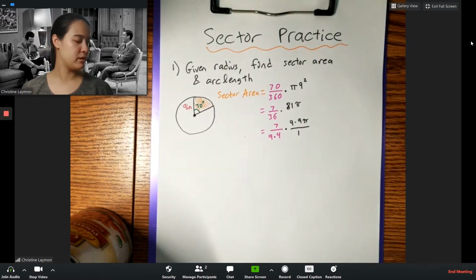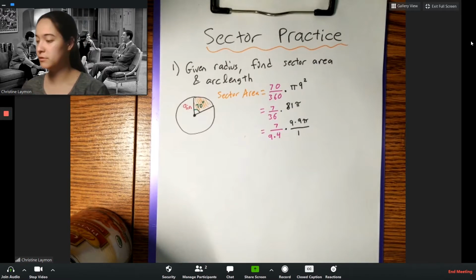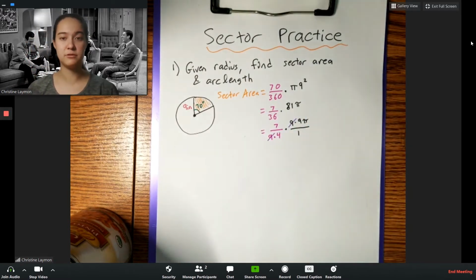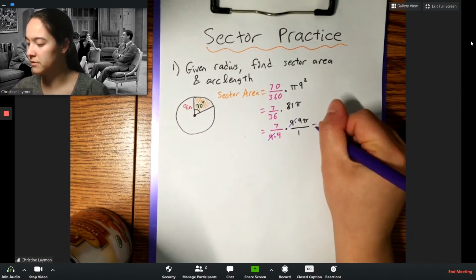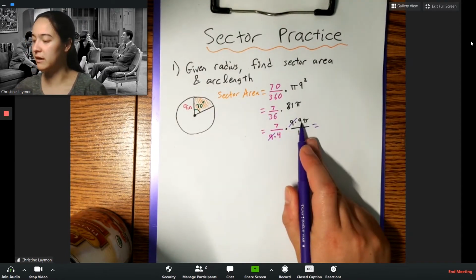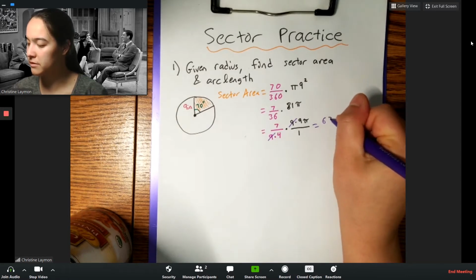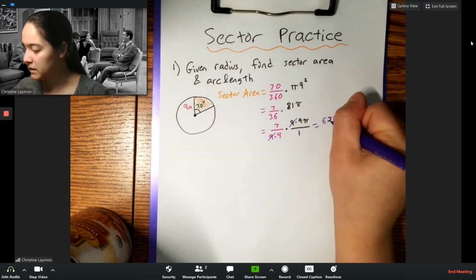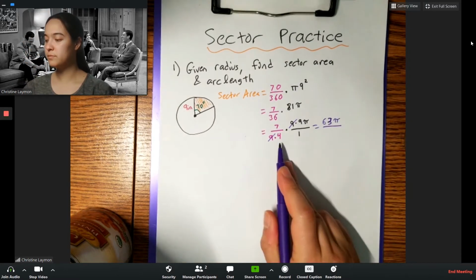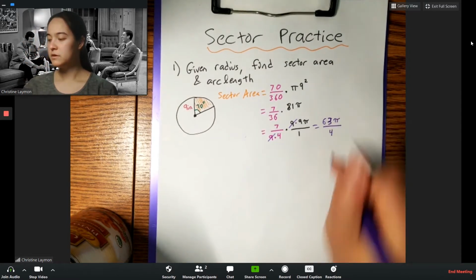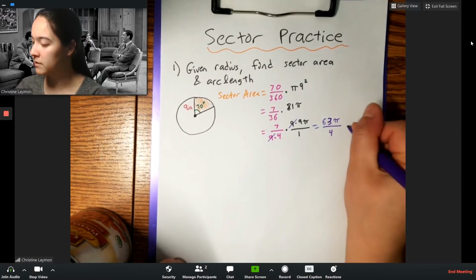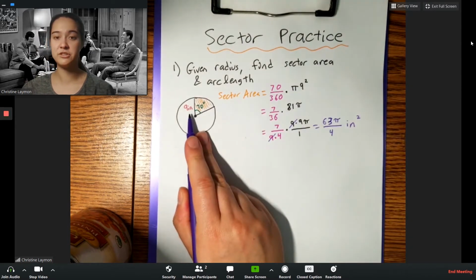Because from here, notice what we can do. That 9 and that 9 are going to cancel. Here's what we're left with. 7 times 9, so I have 63 pi over 4. So 63 pi over 4, that is our area. This is in inches squared, because units were inches.